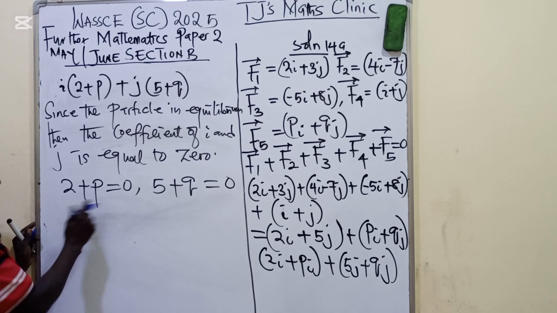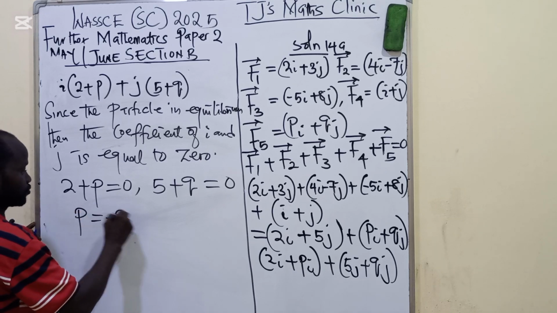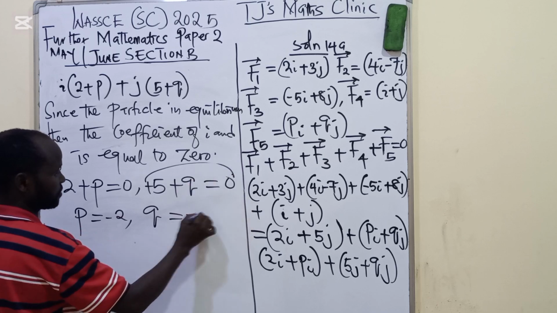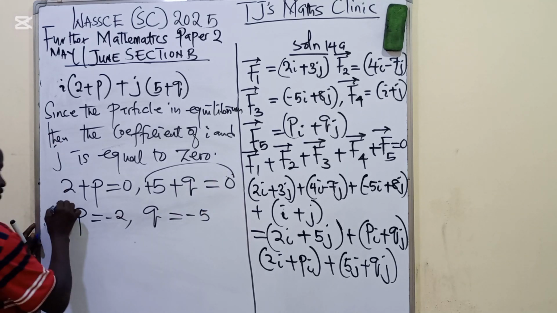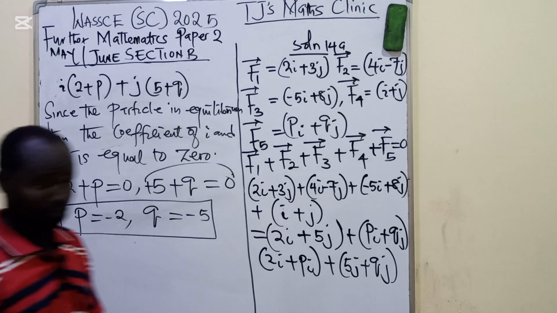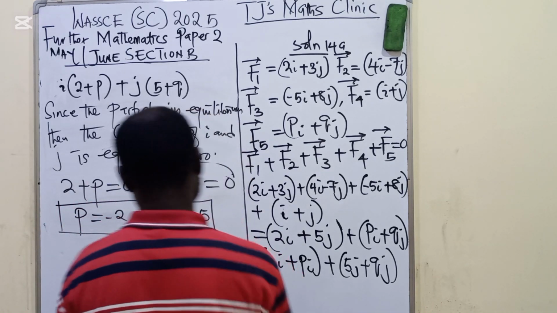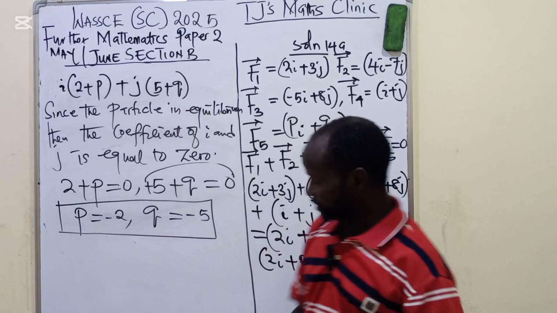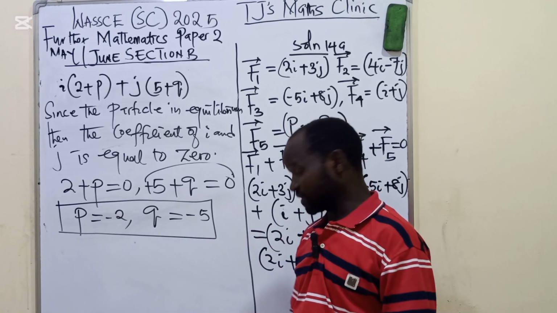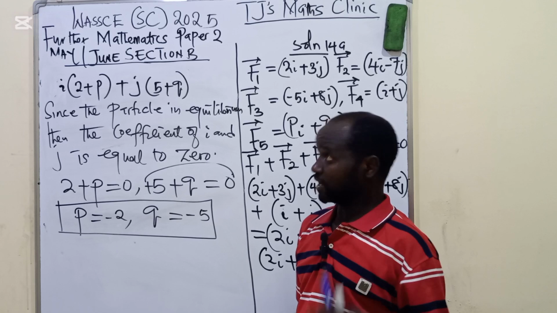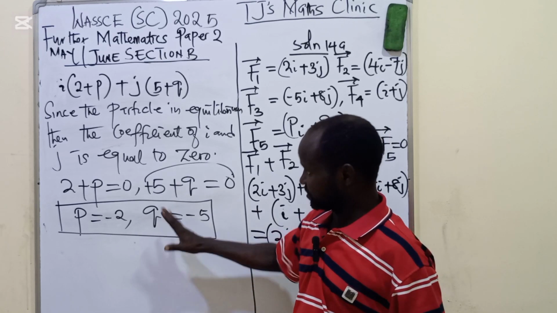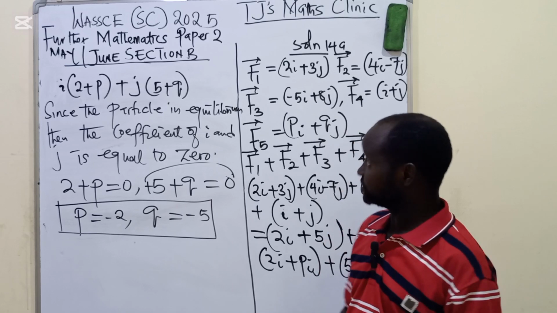So we can easily find p. p now will be equal to minus 2, comma, q now will be equal to minus 5. So this is said to be the value of p and q respectively. And we are told that p and q belong to the set of real numbers. Minus 2 is a real number. Minus 5 is a real number. Real numbers include positive whole numbers and negative whole numbers, that is integers. So this is said to be the solution to this 14a.